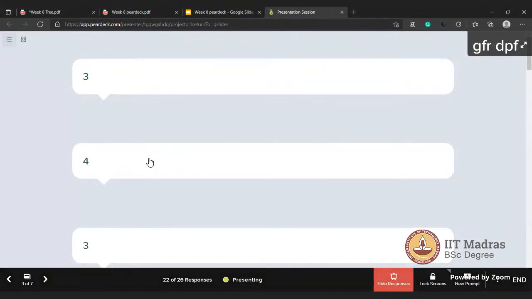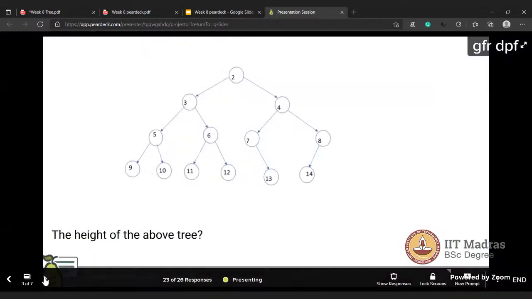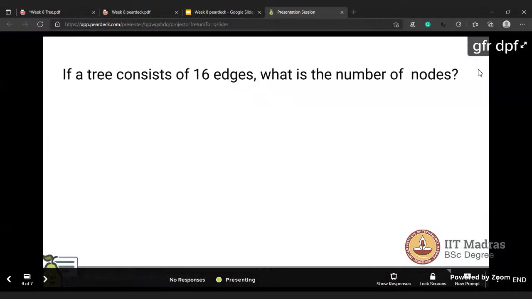Who gave 4 as the answer? Why is the height of the tree 4? Okay, the height of the tree will be 3: 0th level, 1 level, 2 level, 3 level. Yes, that's it. So you are correct. So we'll move to next question. If a tree consists of 16 edges, what is the number of nodes? So you have to say the number of nodes in the above tree.